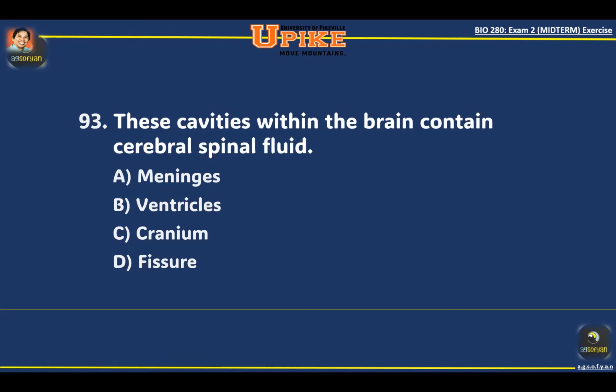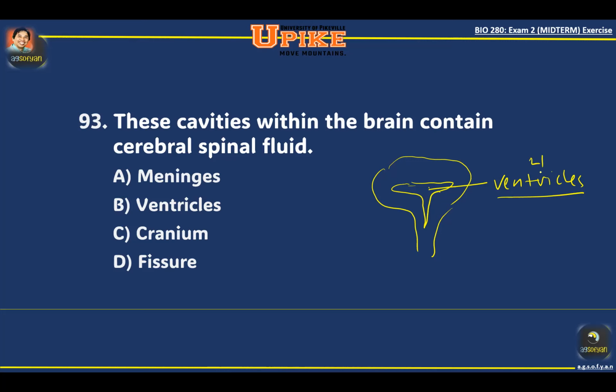These cavities within the brain contain cerebrospinal fluid. So what is the name of that cavity? If you have a brain like this, you have a cavity inside the brain, and that contains the spinal fluid. That cavity is called ventricles. There are 4 ventricles actually inside the brain. So the space is called ventricles.